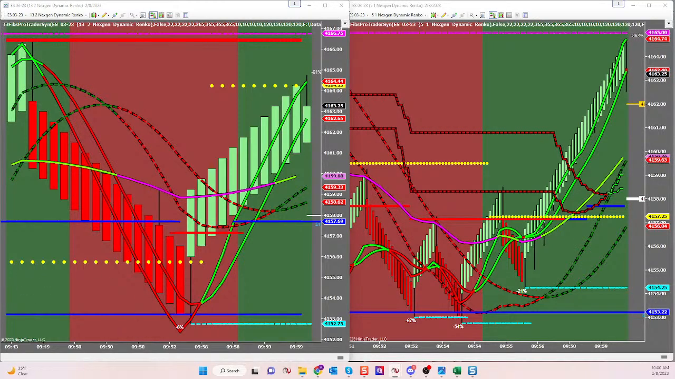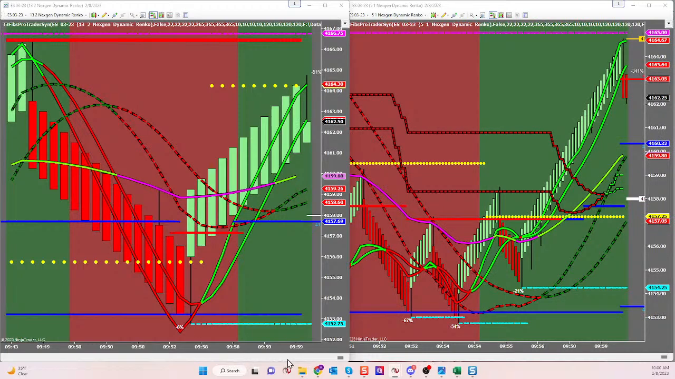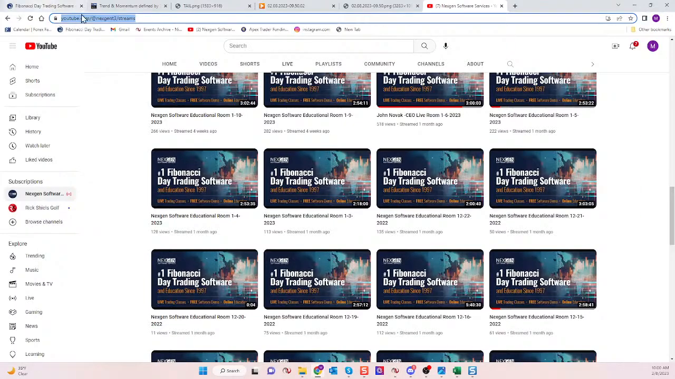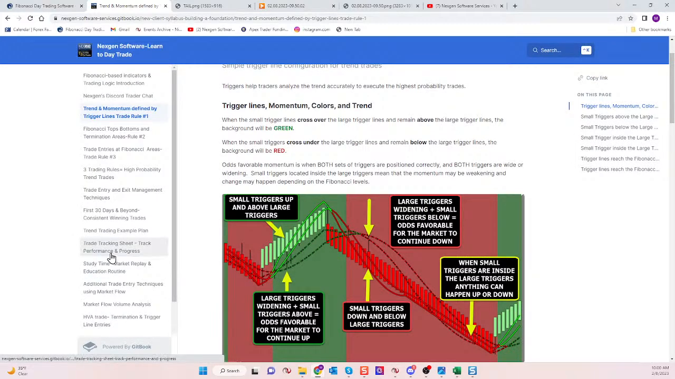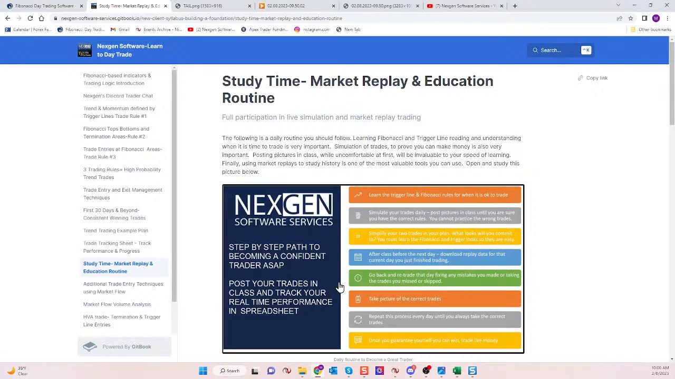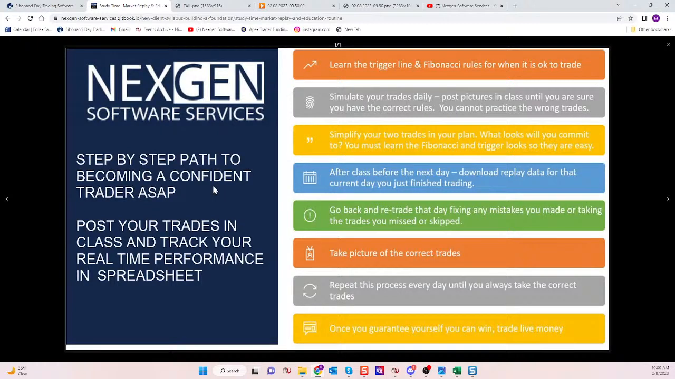But the second half of this classroom, guys, and where you get the absolute most out of this Nexgen education room is when you post charts, is when you let me know what you see, when you let me know what you think. And this is outlined right here. The path to becoming a confident trader, ASAP. Guys, 1 million people avoid the path.